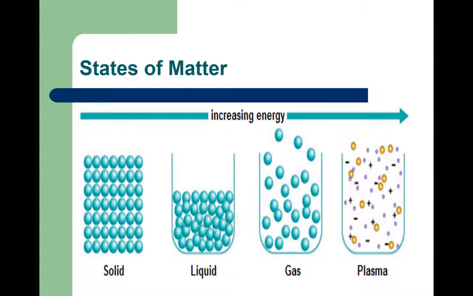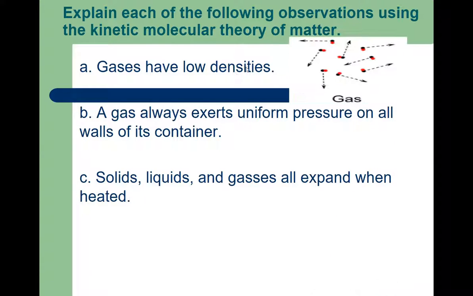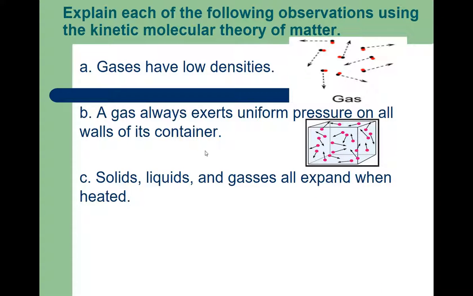So, as we look at the states of matter, solid is usually in a grid. Liquids will tumble over each other. There's no real rhyme or reason to how they're together. Gases are very spread out, and plasma is spread out, and it does have ions. When we explain each of the following observations using the kinetic molecular theory, gases have low density. That's because they're far apart. Okay? They have no attraction because they're so far apart. It's like trying to date somebody here, you being here and trying to date somebody that's in Alaska or in Guam. It's really sort of hard. Okay? A gas always exerts a uniform pressure on all the walls of its container because it's going back and forth and hitting at random.